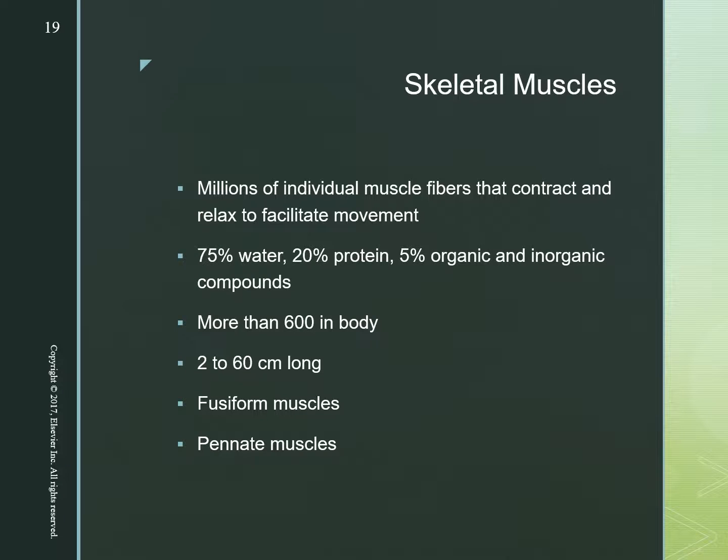So when we're talking about our skeletal muscles, we're talking about millions of individual muscle fibers that contract and relax to facilitate movement. They're 75% water, 20% protein, and 5% organic and inorganic compounds. There are more than 600 in the body, and they range from 2 to 60 centimeters long. The skeletal muscles connect to bone, and they are the most frequently occurring muscle type, making up 40% of the body's weight. And there are 350 muscles that are under voluntary control of the brain.